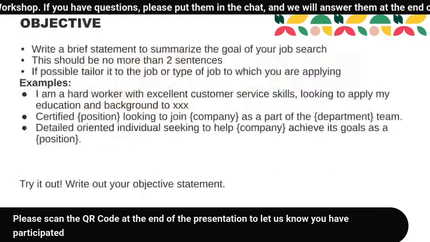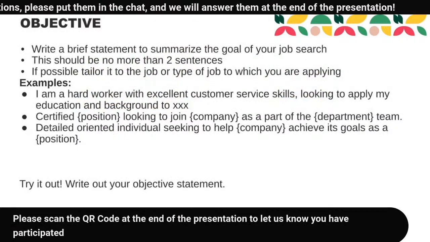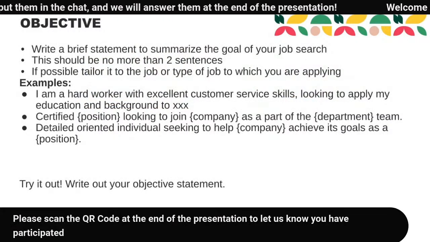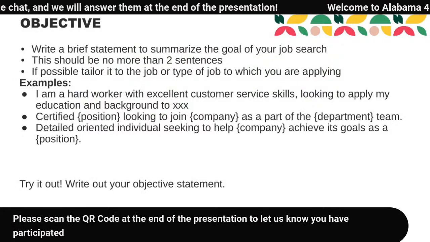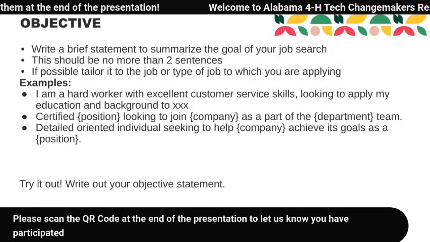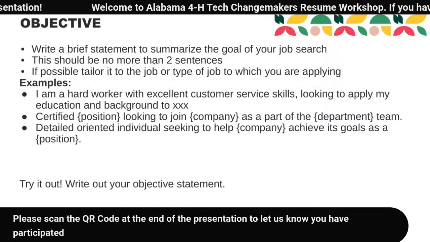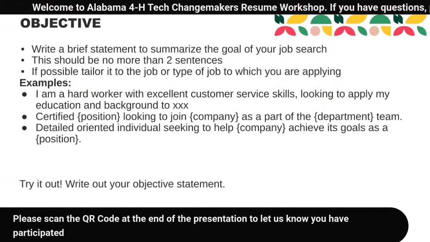So now we're going to look at the objective. First, you want to start out by writing a brief statement to summarize the goal of your job search. This should be no more than 2 sentences, and if possible, tailor it to the job to which you are applying. We got some examples below.